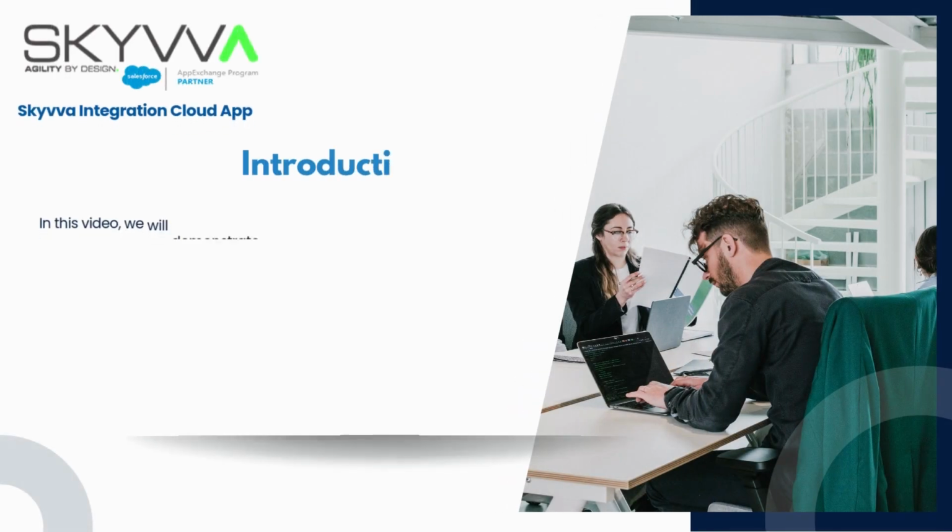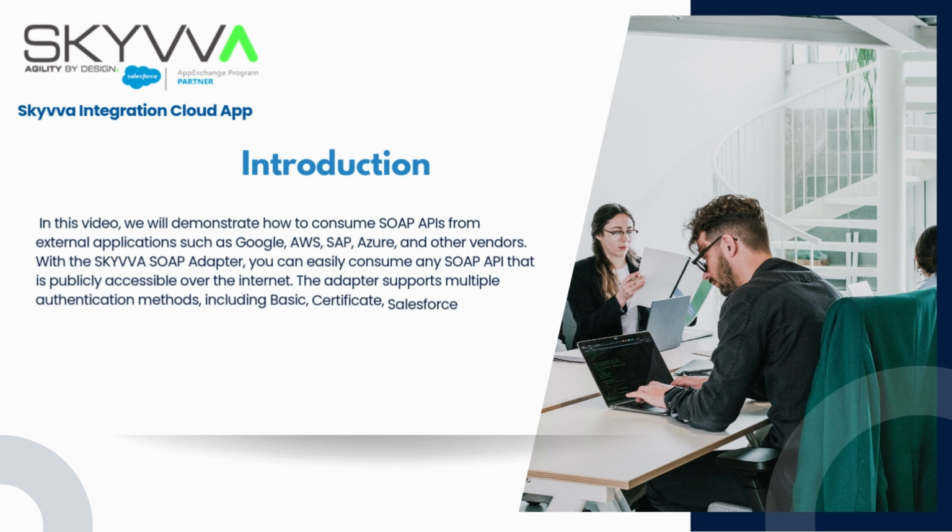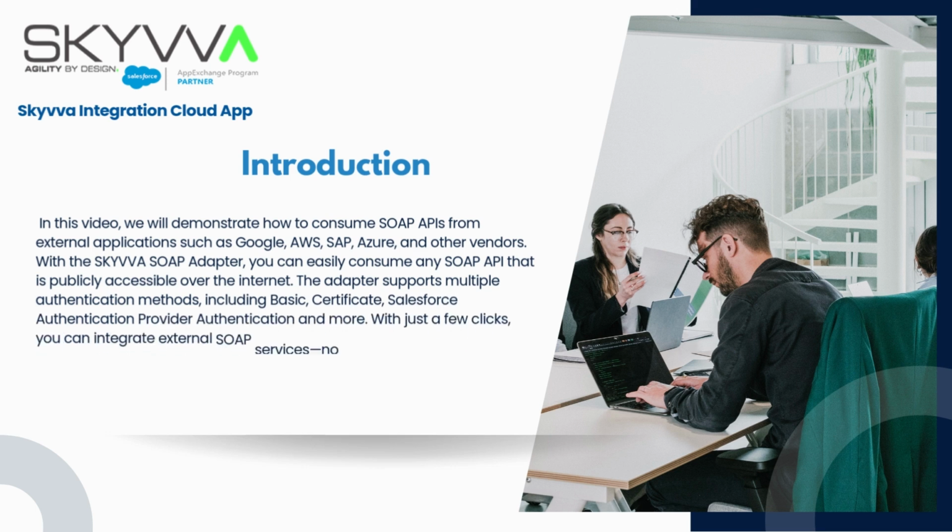Introduction. In this video, we will demonstrate how to consume SOAP APIs from external applications such as Google, AWS, SAP, Azure, and other vendors. With the Skyvva SOAP Adapter, you can easily consume any SOAP API that is publicly accessible over the internet. The adapter supports multiple authentication methods, including basic, certificate, Salesforce Provider Authentication, and more. With just a few clicks, you can integrate external SOAP services. No Apex code is needed for SOAP callouts anymore.